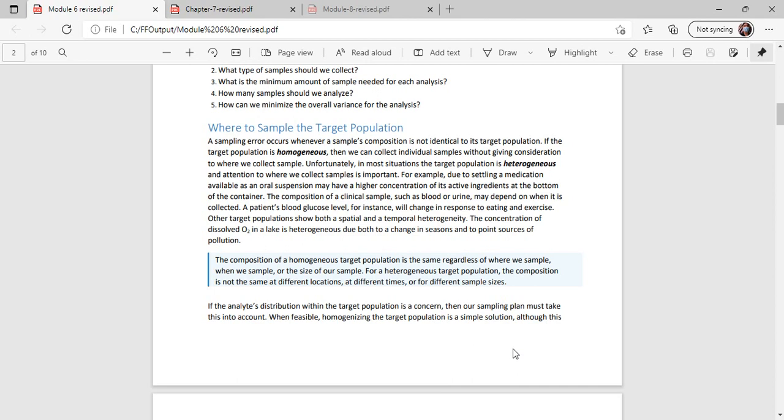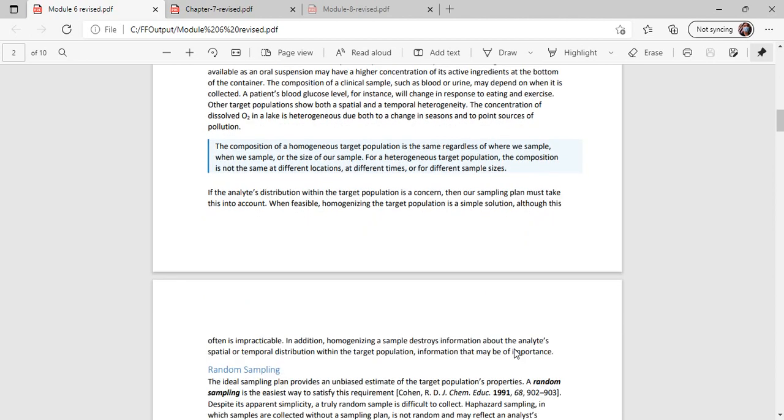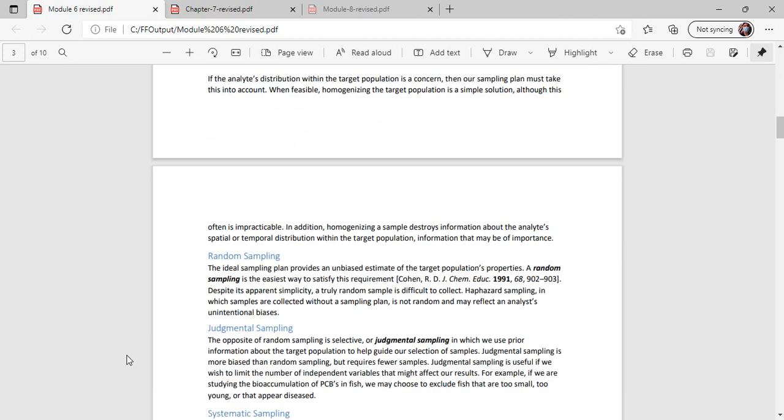Okay, if the analyte distribution within the target population is a concern, then our sampling plan must take this into account when feasible. Homogenizing the target population is a simple solution, although this often is impracticable. In addition, homogenizing a sample destroys information about the analyte's spatial and also temporal distribution within the target population. That information can be very important. This means you can damage your sample.